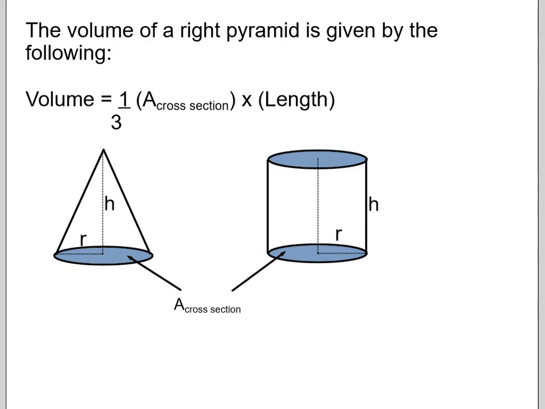If we look at something like a cone, it is very similar to a pyramid, only instead of being matched up with a prism or a square-based prism, it's matched up with a cylinder. So we would put the cross-sectional area in here, which would be pi r squared. The length in this case, the depth of this, we would be using an h, and we would have our 1/3 out front, and that would be the volume of a cone.